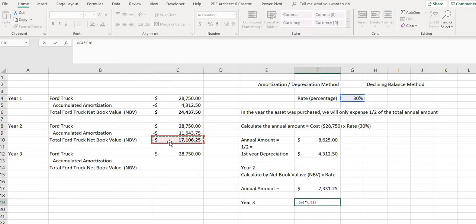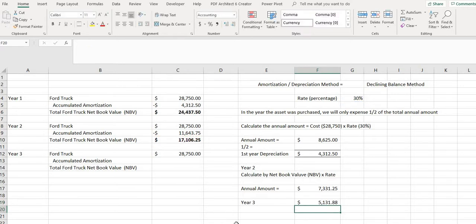Okay, if you recall, on the second year we multiplied it by this net book value. For the third year, this is what's left remaining, so we're going to multiply the 30% by the $17,106. So for year 3, our amortization charge is $5,131.88. And you'll notice they called it a declining balance method because the balance of the actual vehicle asset continues to decline, as well as the amortization amount.